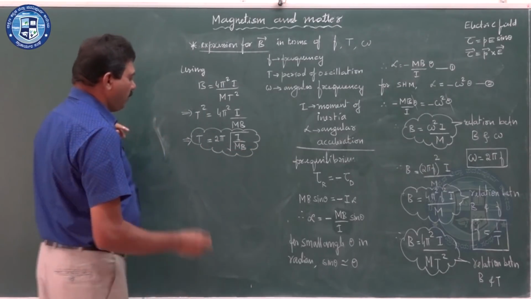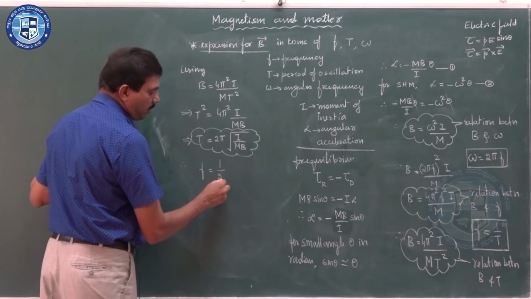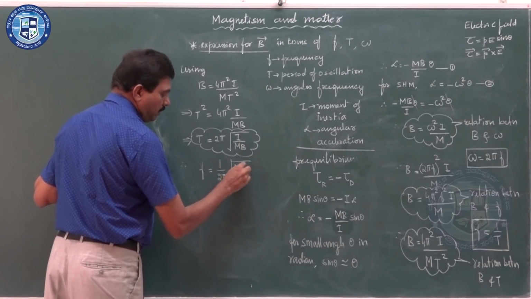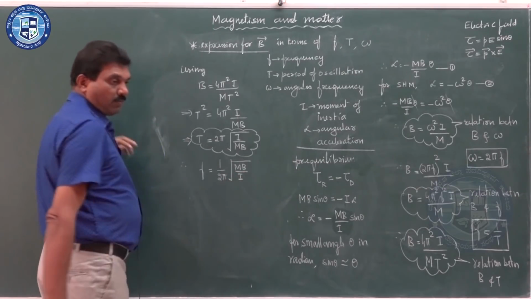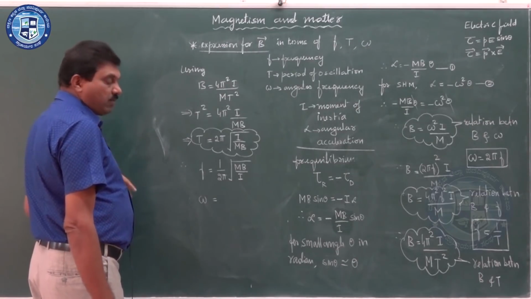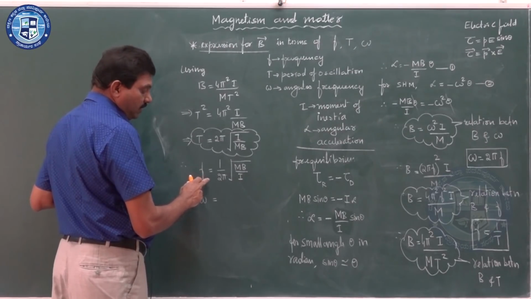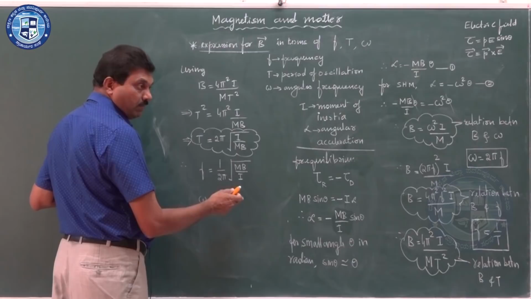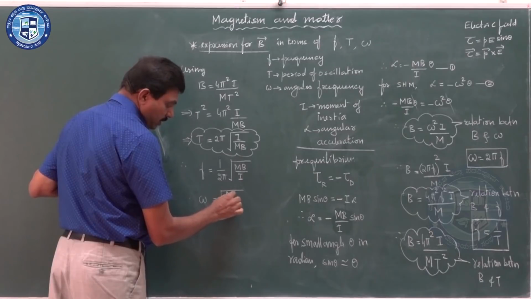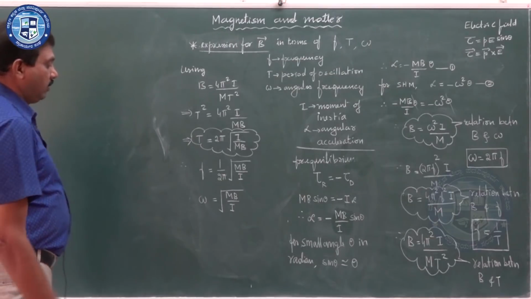So, what is the expression for frequency? Frequency will be equal to reciprocal of time period. So, it will be 1 by 2 pi into root of m B by I. What is the expression for angular frequency? Angular frequency omega is equal to 2 pi f. So, 2 pi cancels. So, what do you get? Omega will be equal to root of m B divided by I. Omega is given by this relation.